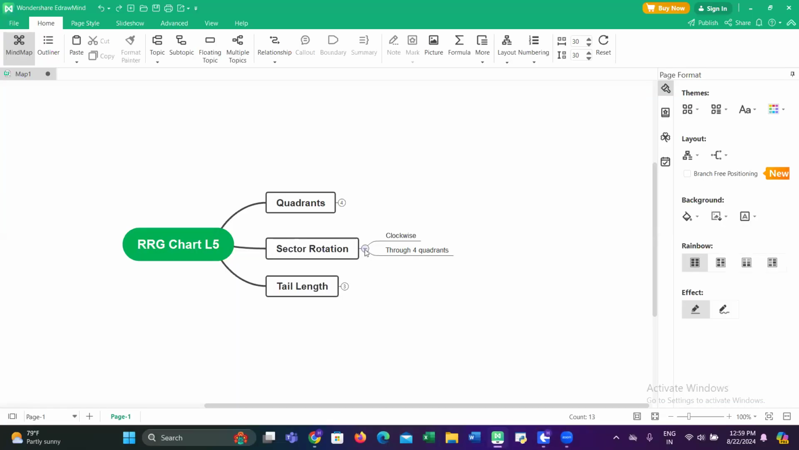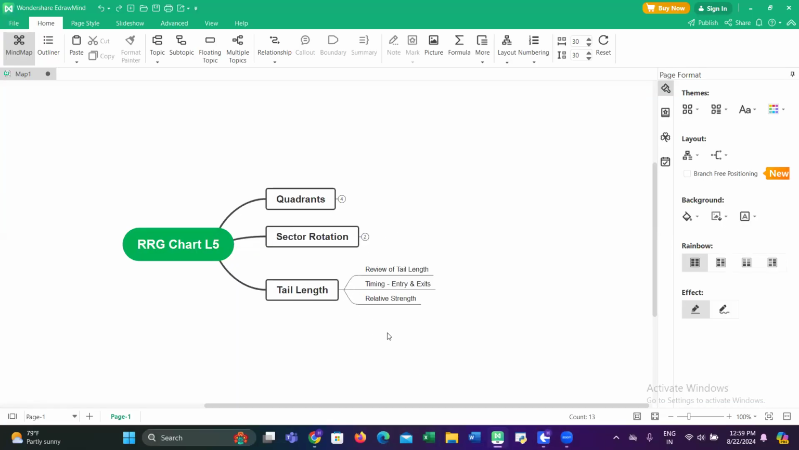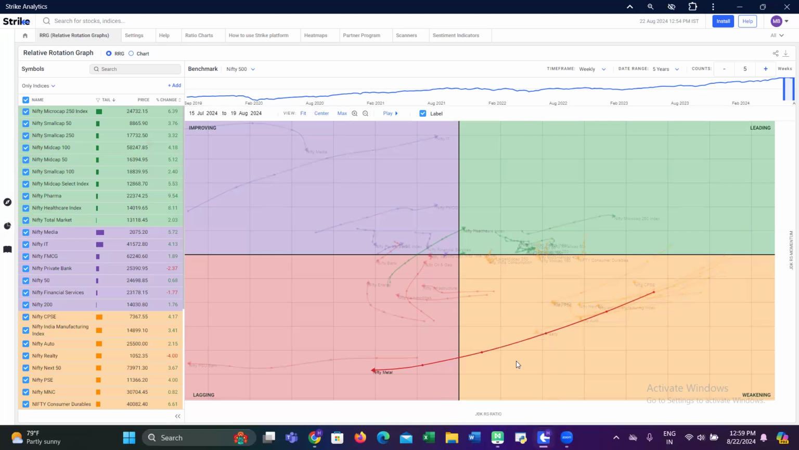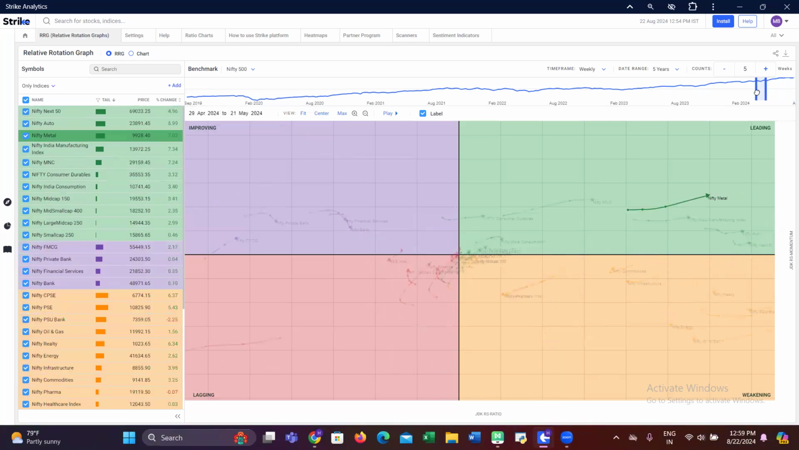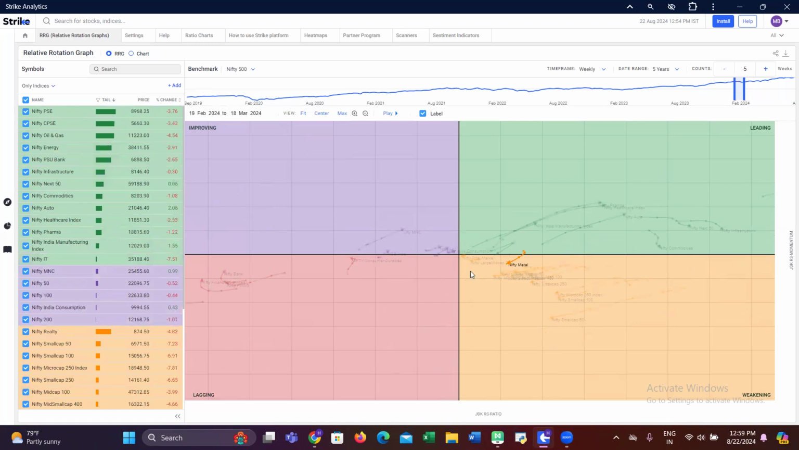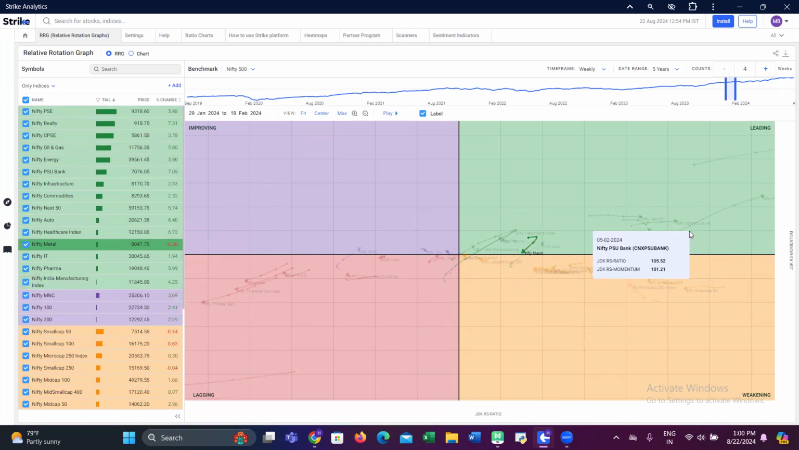Now moving on to the next one, tail length. Tail length is very important. Why is it important? Let's stick to this one, right? You would have seen a small tail length. Look at this. What does a small tail length mean? At any point in time, the momentum is not that great. And you can see this tail length as well in the Strike platform, where you have a filter option on the top in the middle under any of the scripts.